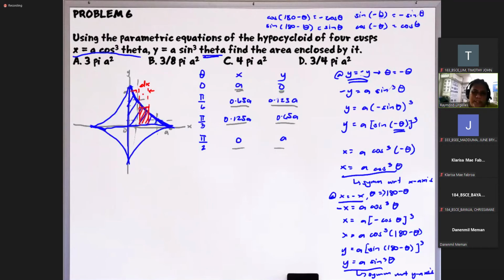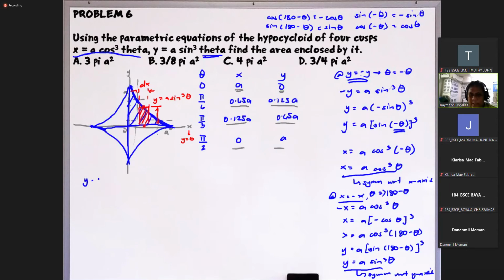Again, with the vertical strip, this will be dx, since it is along the x-axis. This is its height. We can see that the boundaries of the height are the function itself and the x-axis. The x-axis is y equal to 0, that's the lower boundary. The upper boundary is given by y equals a sine cubed of theta. Okay? Let's try to solve this.